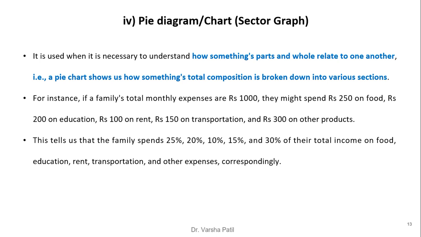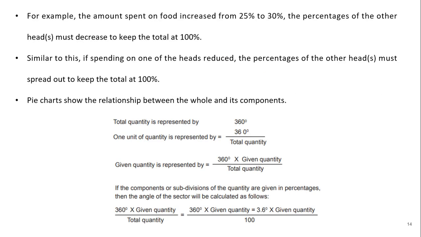It gives that the family spends 25%, 20%, 10%, 15% and 30% of their total income on food, education, rent, transportation and other expenses correspondingly. Now here we convert this problem into a percentage problem. So when we add these percentages, we get 100% as the final total summation.